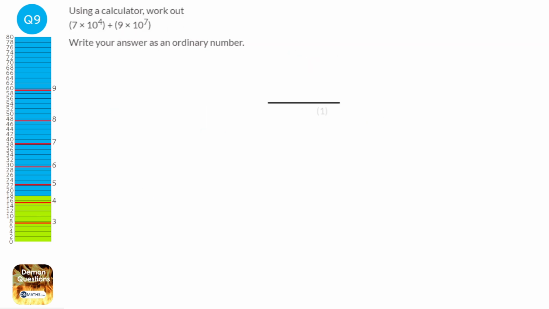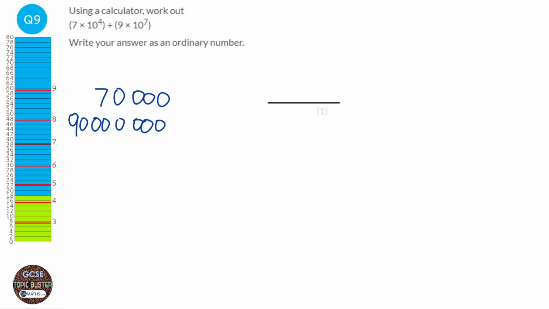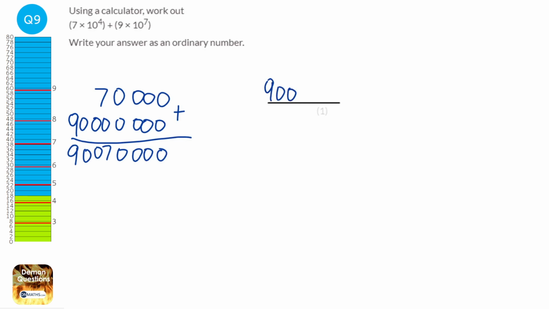So 7 times 10 to the power 4 is going to be 70,000. And 9 times 10 to the power of 7 will be 90 million. And so when you add them together, you get 90,070,000.